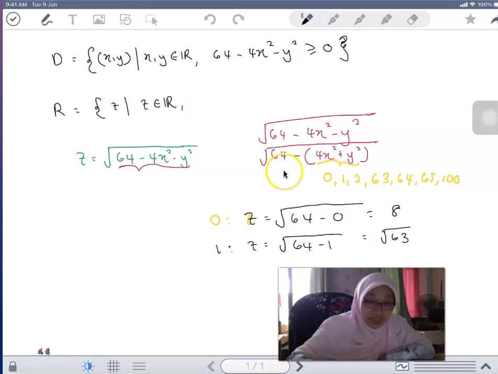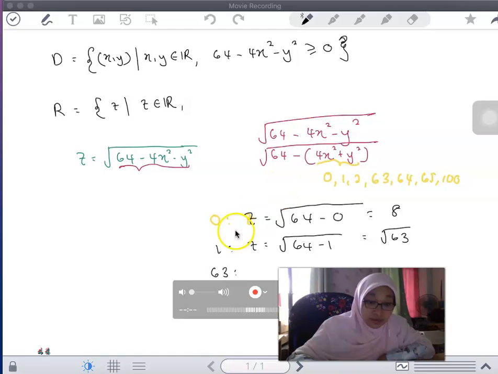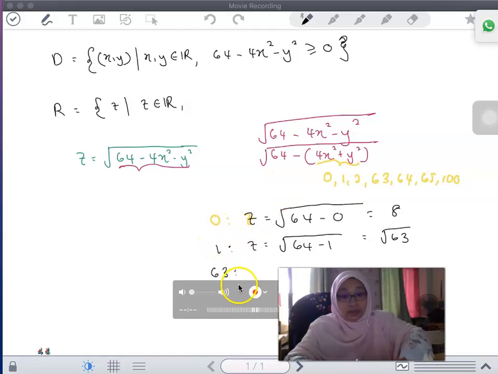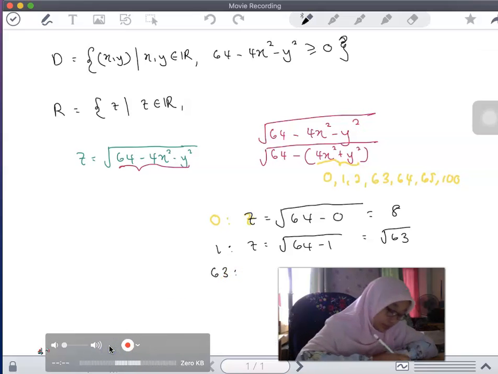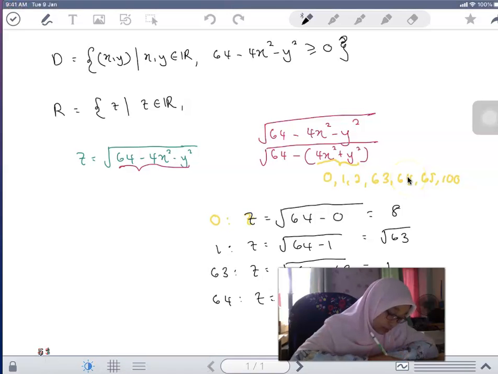So okay, I just skip the 2, and I'm just using 63. Remember you can put any value in between, not only this specific value. Okay, so z is the square root of 64 minus 63, and you have a smaller number, right? Which is 1. Okay, and then when you put 64, where the value in the bracket is 64, your z value becomes 64 minus 64, and you get 0.